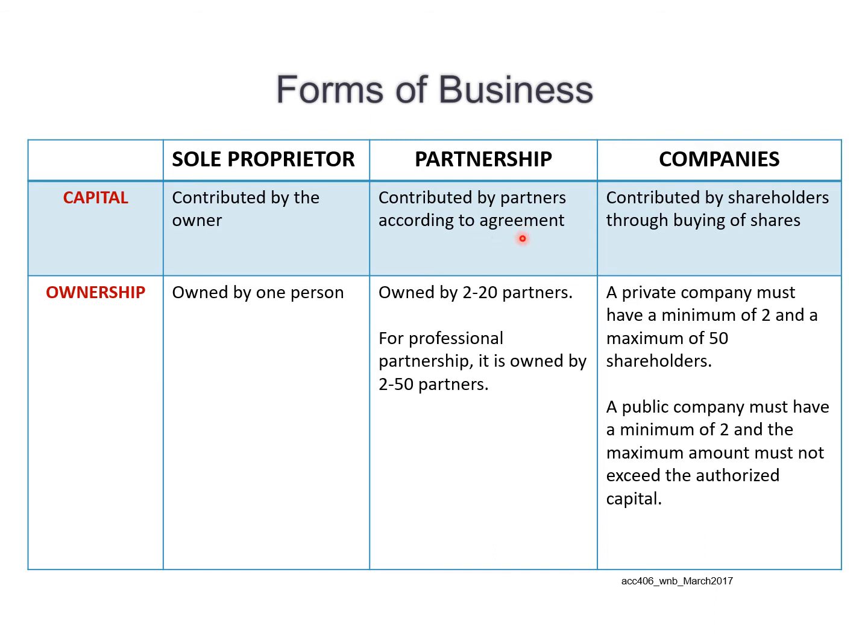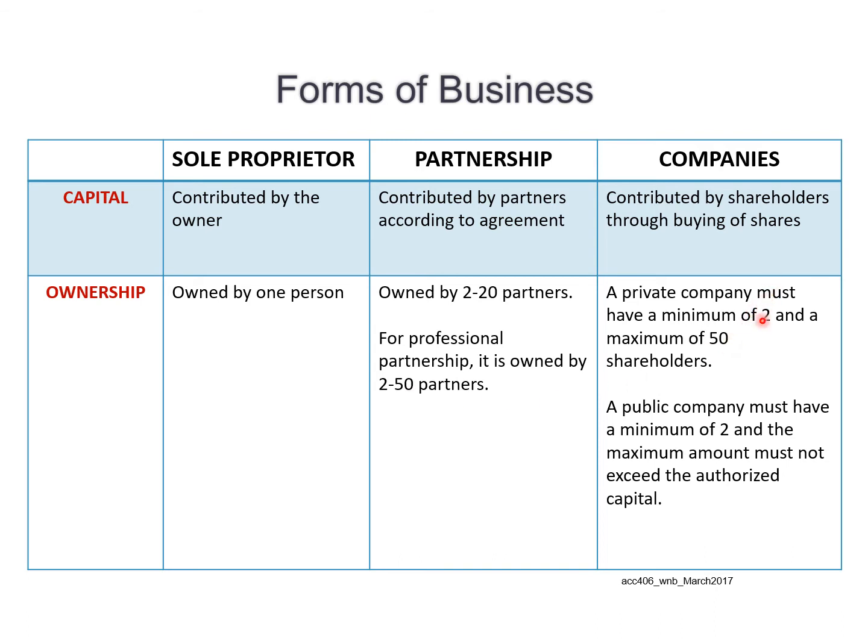Okay. And then kalau companies, shares dia adalah contributed by the shareholders through buying of shares. So capital dia contributed by shareholder through buying of shares. So anyone can be shareholder for the company. And then untuk ownership, untuk sole proprietorship adalah owned by one person. Kalau partnership dia adalah owned by 2 to 20 partners. Kalau professional partnership macam law firm ataupun accountants, dia boleh reach up to 50 partners.